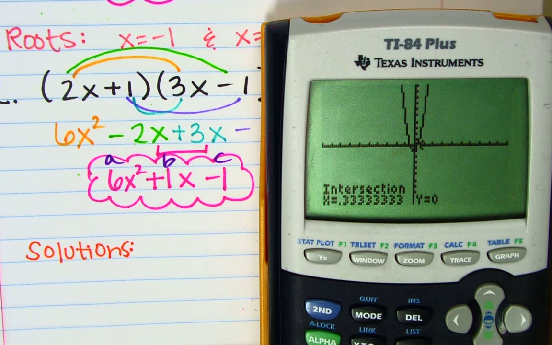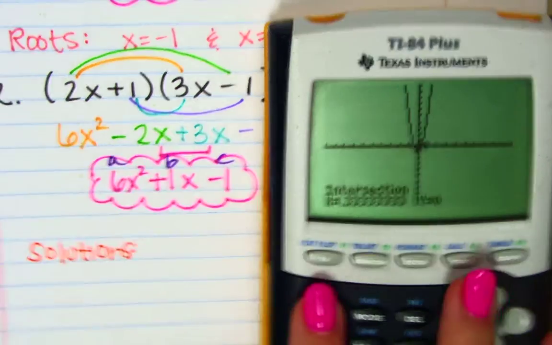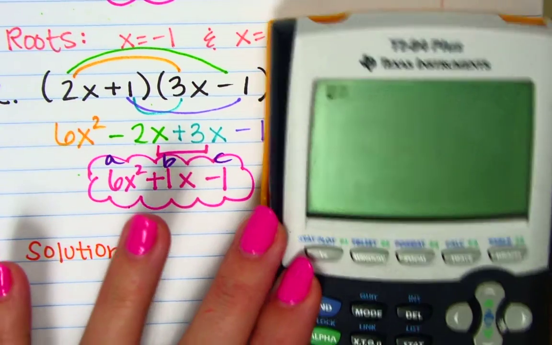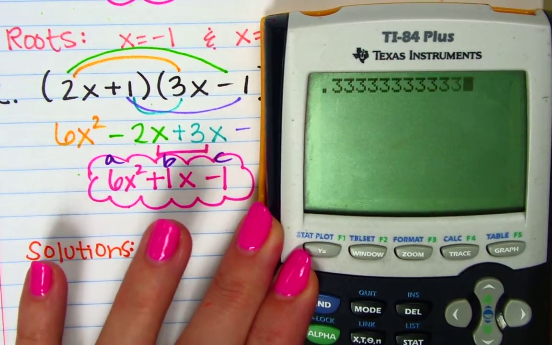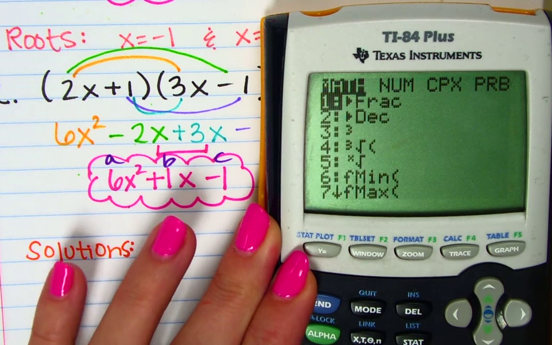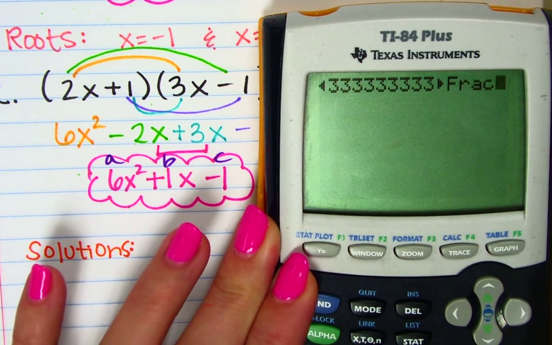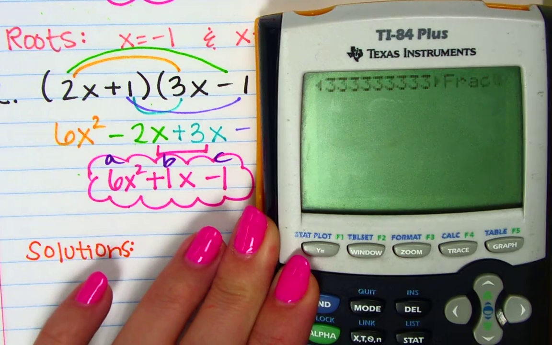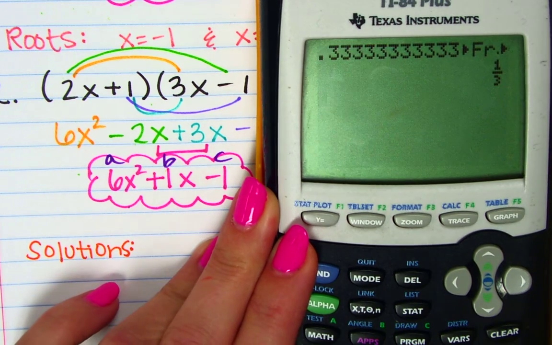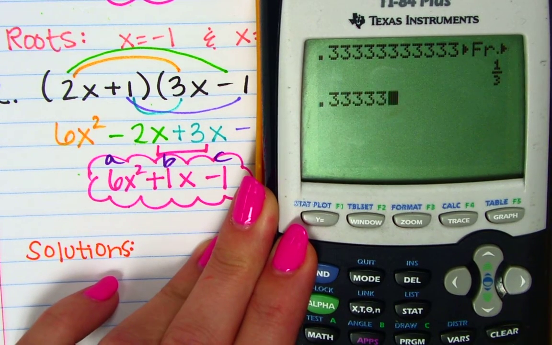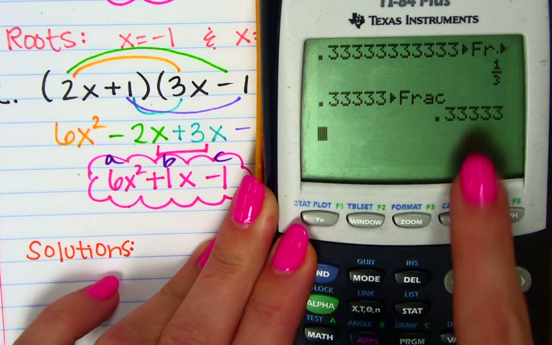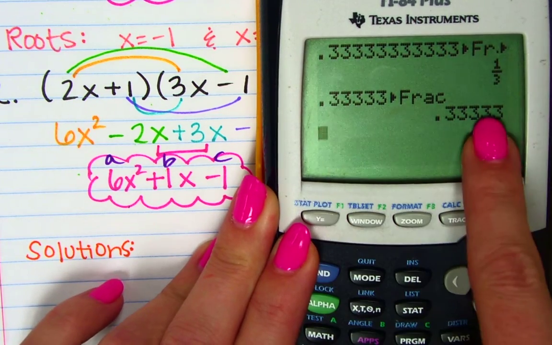Also, if you don't have that, like you're taking a test, you can do it in the calculator. You need to do a lot of 3s, and then math frac. All right, that's saying turn this into a fraction, tells me 1/3. Okay, but if you don't do enough 3s, it's not going to work. So do a lot of 3s.